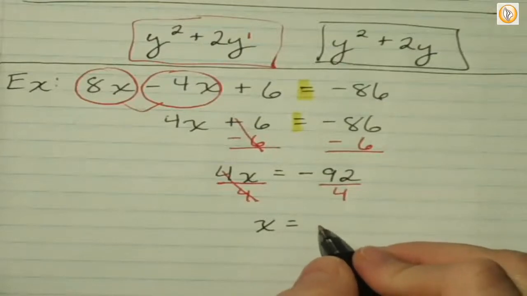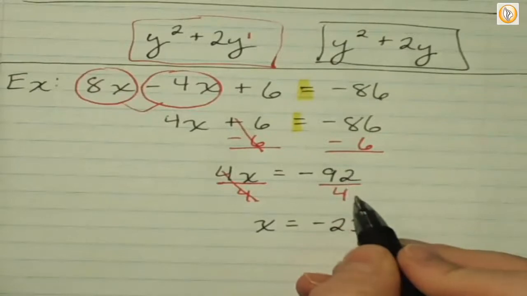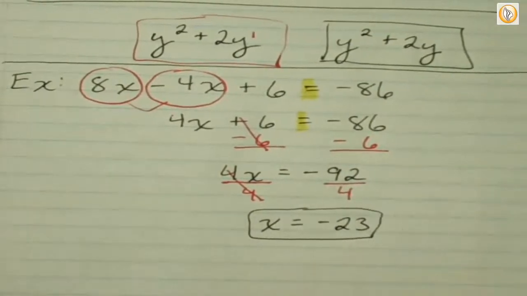X equals 20. What? X equals negative. There you go. Negative 23. Negative divided by a positive gives you negative. Any questions?